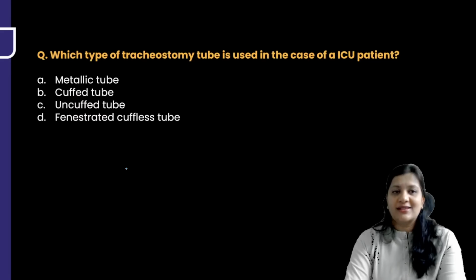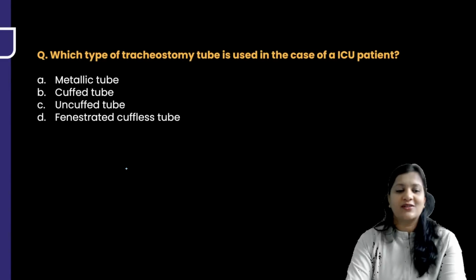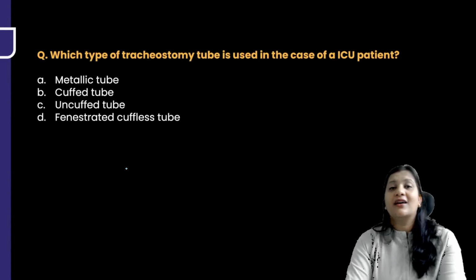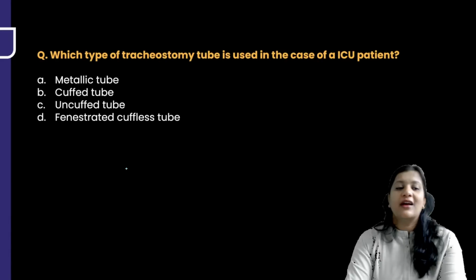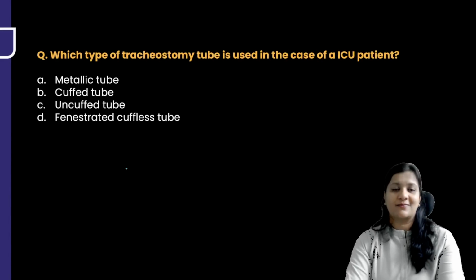Okay, let's go to the next one. Which type of tracheostomy tube is used in a case of ICU patient? A metallic tube, a cuffed tube, an uncuffed tube, or a fenestrated cuffless tube? What is used in an ICU patient?